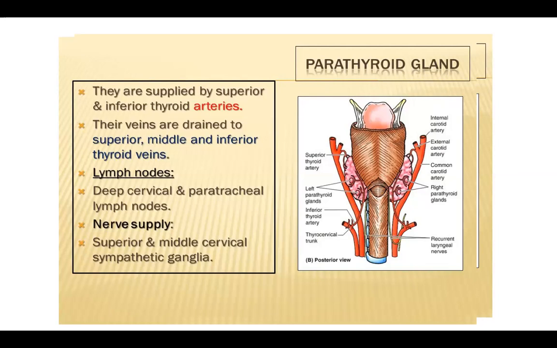Regarding the blood supply, the parathyroid glands are supplied by the superior and inferior thyroid arteries. We know that the superior thyroid artery is a branch of the external carotid artery, and the inferior thyroid artery is a branch of the thyrocervical trunk, which arises from the first part of the subclavian artery. The veins drain into the superior, middle, and inferior thyroid veins, lymphatic drainage is into the deep cervical lymph nodes, and the nerve supply is through the cervical sympathetic ganglion.